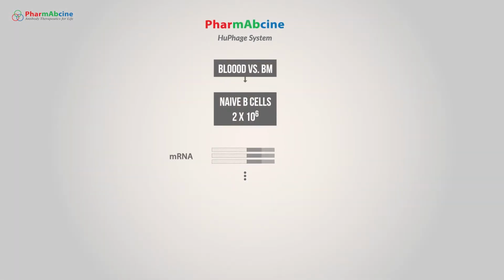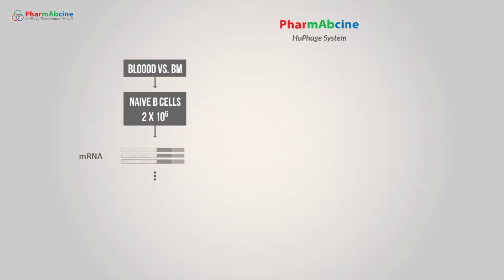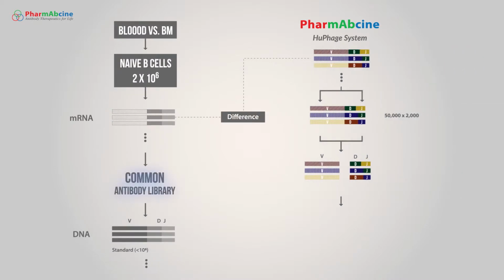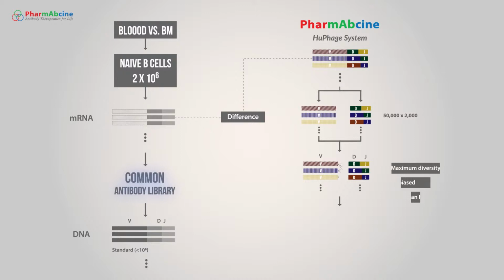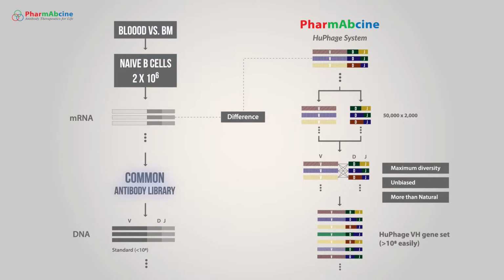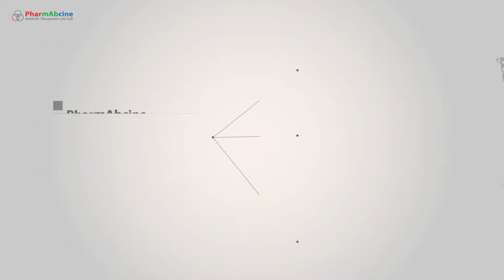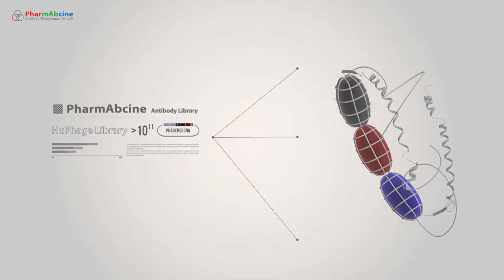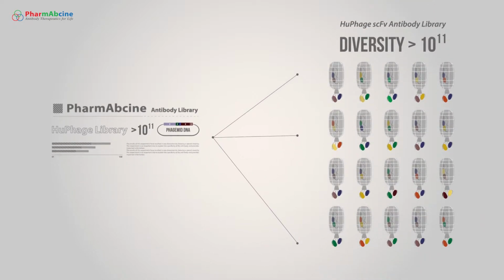PharmAbcine's HuPhage library creation process is different from common library creation for business. Its variety has been expanded over 10 to the power of 8 by cross-fusion between V segment and DJ segment, its final number reaching 10 to the power of 11. Constructing a completely humanized, non-immunologic scFv phage display library.